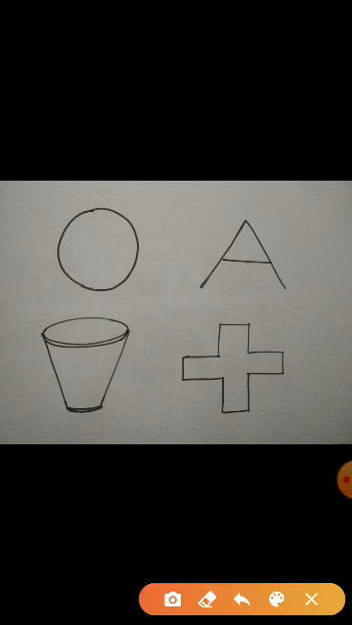The line of symmetry is only this one, right? Now come to picture number 4. In this picture also you can draw two lines of symmetry. One is the vertical one and the second is horizontal.